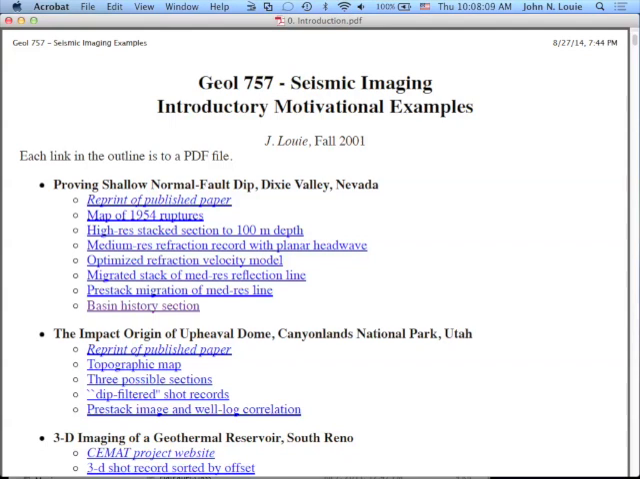Welcome to Geology 757. This class has changed a little bit from not the very last time that I offered it, but the time before. It has become the more advanced parts, the less, shall we say, formulaic parts of what I used to teach as both Geology 706, geophysical filtering, and Geology 757, which is seismic imaging.